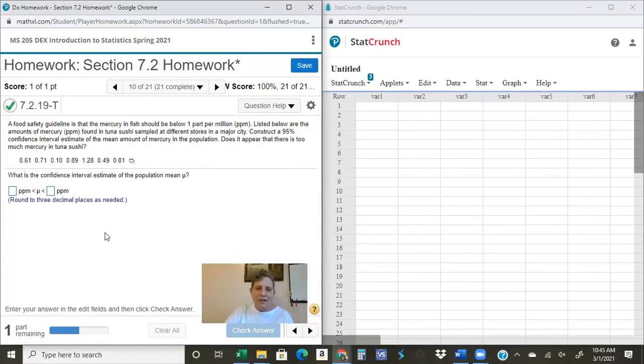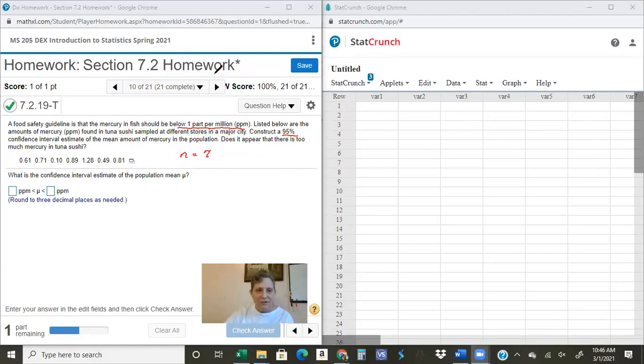Now here's a problem where they actually gave us the raw data. We've got 1, 2, 3, 4, 5, 6, 7, and a 7. It says a food safety guideline is that the mercury in fish should be below 1 part per million. Listed below are the amounts of mercury found in tuna sushi sampled at different stores in a major city. Construct a 95% confidence interval estimate of the mean amount of mercury in the population. Does it appear there is too much mercury in tuna sushi?